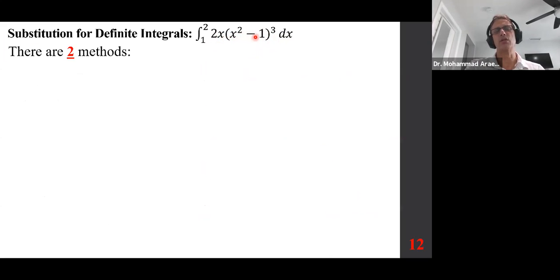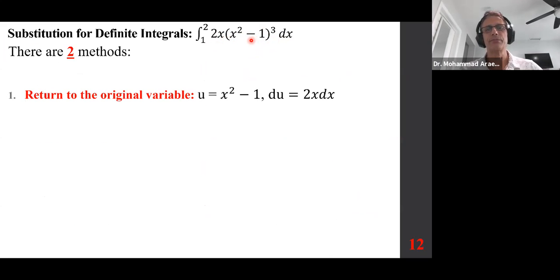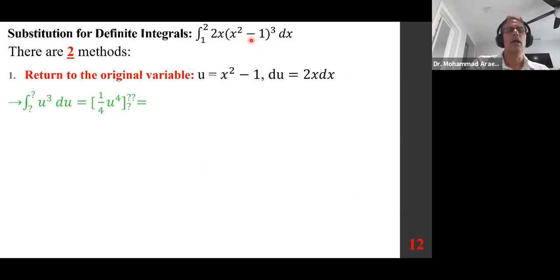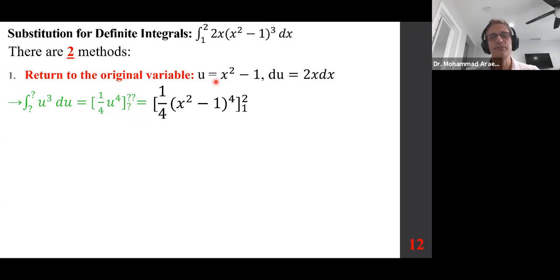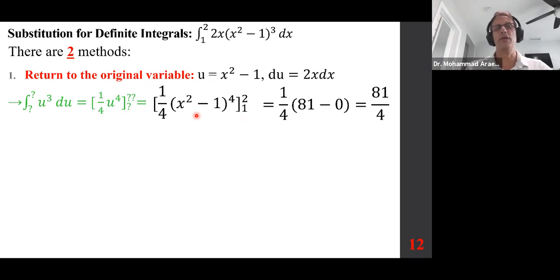We let x squared minus 1 to be u, and du becomes 2x dx. Now, as far as the u is concerned, again, we don't know the limits. We don't worry about that, because we're going to go back to the original variable, namely x. We plug in 2, we plug in 1, we do the math, we are done. So you can always go back to your original variable x, original limits, in this case 1 and 2.